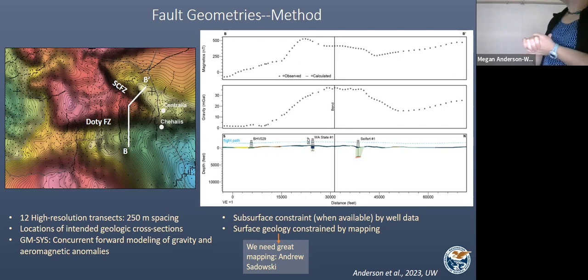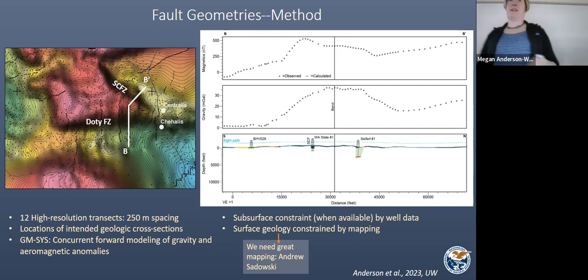And then the surface geology is constrained by mapping. And so that's where this really great geologic mapping is really important to come in and provide us constraints. Otherwise, we could have almost any shape in the subsurface, but we need other constraints to really make it unique.